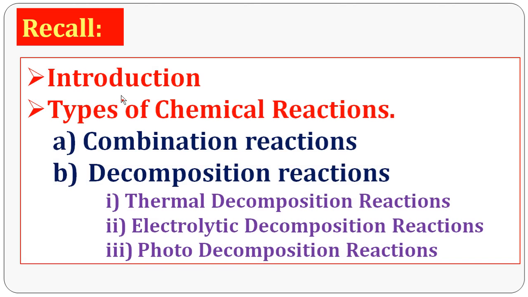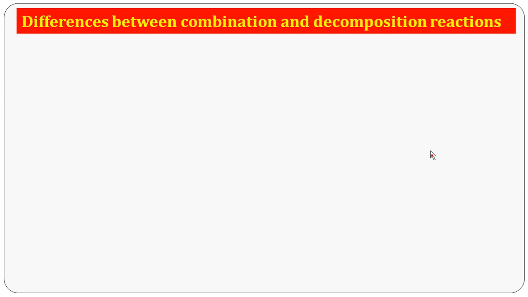Now, let us recall what we learnt in the previous class. Introduction, Types of Chemical Reactions. The first one, combination reactions. Second one, decomposition reaction. It is classified into thermal decomposition reactions, electrolytic decomposition reactions. Third one, photochemical decomposition reactions. Now, what are the differences between combination and decomposition reactions?